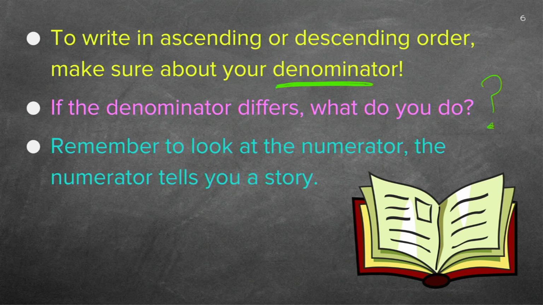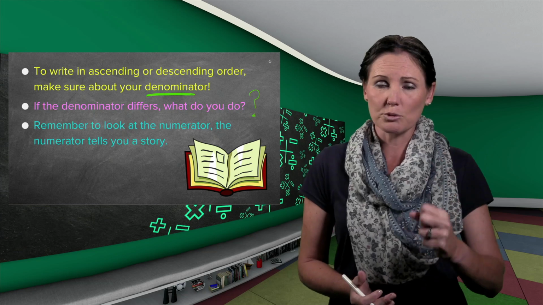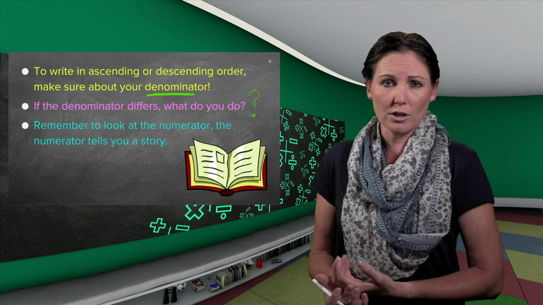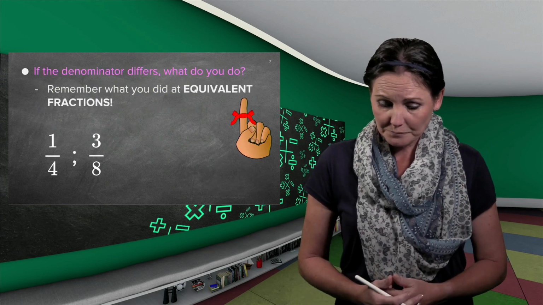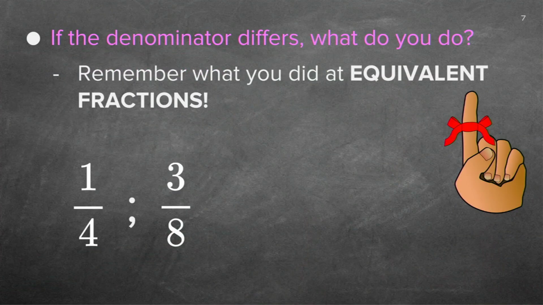Remember to look at the numerator. The numerator tells you your story. It's like the ruler we used earlier, 5 12s and 9 12s. 9 is telling you I've got more parts of the 12s, so that will be more than 5 12s. Now, if the denominator differs, what do you do? Remember what you did at equivalent fractions. I got the denominator the same. And how did I do that? I had to look at a common multiple. Here you can see I've got 3/8 and 1/4.